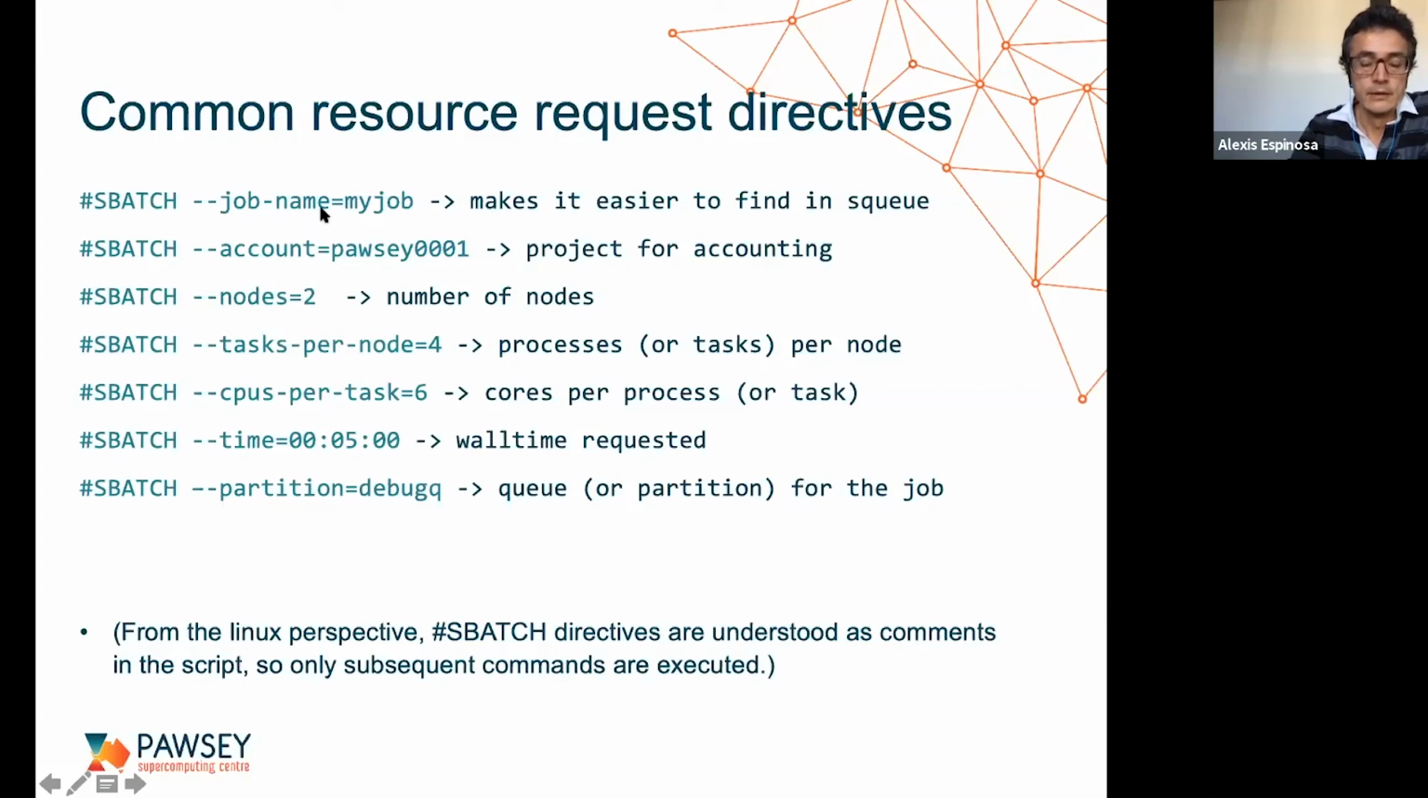For example, what is the name that I'm going to set for this job? What is the project that is going to be accounted for the usage? How many nodes do I need? How many tasks or processes are going to be used in each of these nodes? More about this in the next training session. And how many CPU cores are going to be used for each of these processes. Again, more about this in the next training.